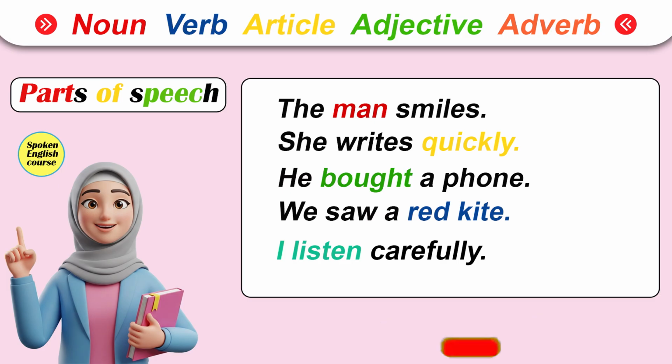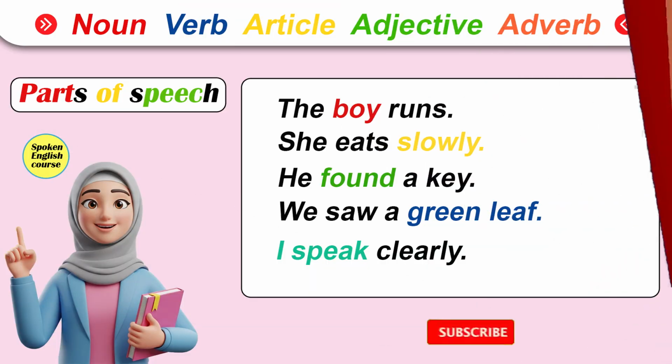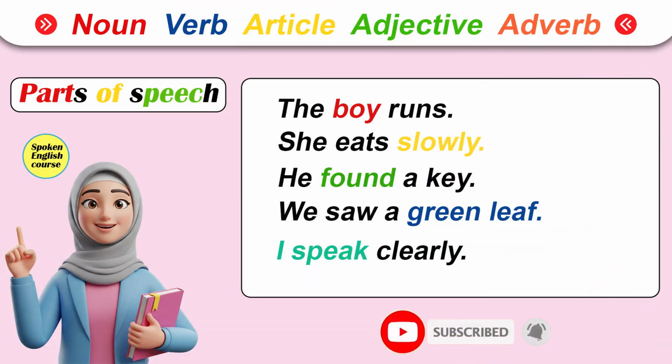I listen carefully. The woman sings. She walks quickly. He has a bag. They saw a large house. I learn easily. The boy runs. She eats slowly.